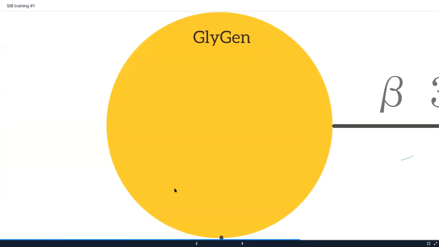GlyGen has a restriction on organisms, really focusing for the time being on human and rodents, animal models, and viruses. I mean, we all got into viruses very recently, as you might imagine.